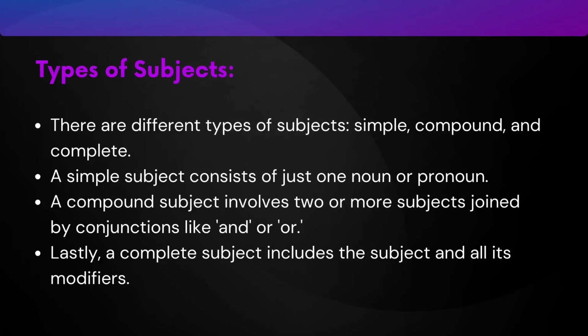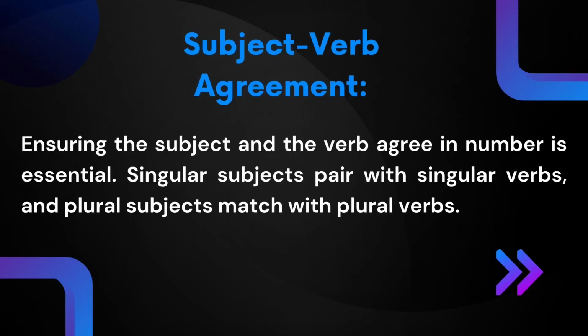Types of subjects. There are different types of subjects: simple, compound, and complete. A simple subject consists of just one noun or pronoun. A compound subject involves two or more subjects joined by conjunctions like "and" or "or." Lastly, a complete subject includes the subject and all its modifiers.